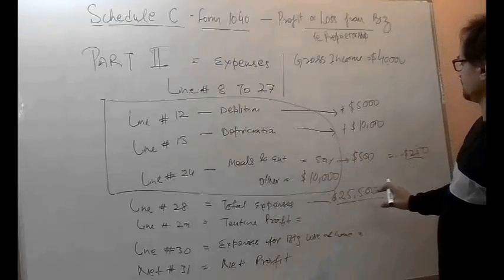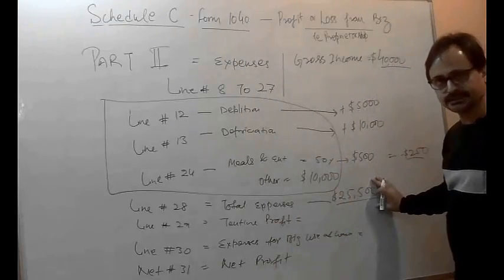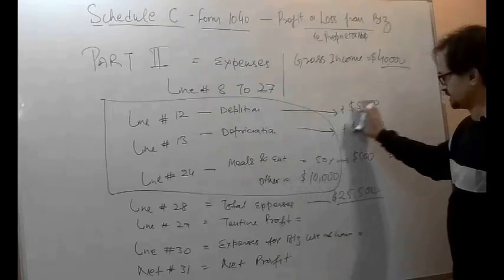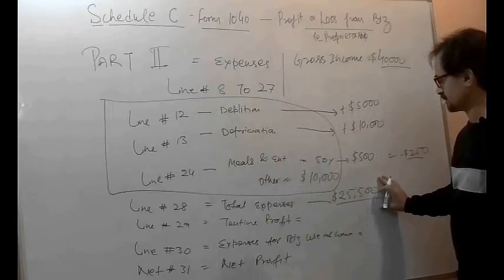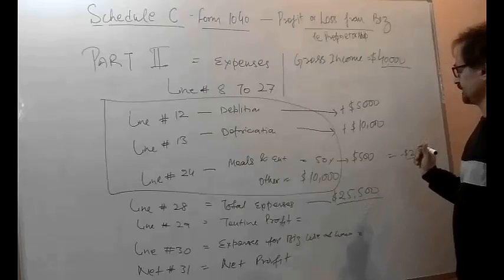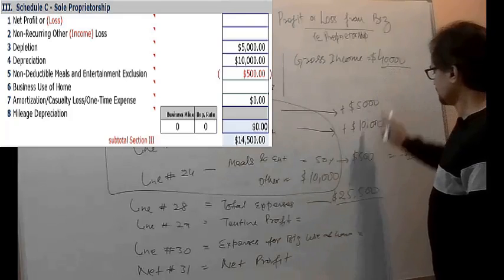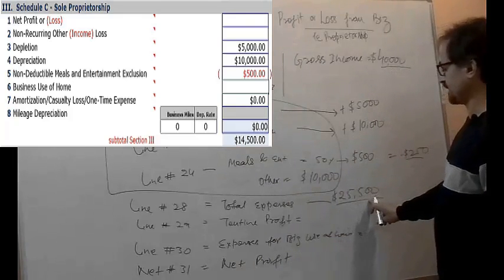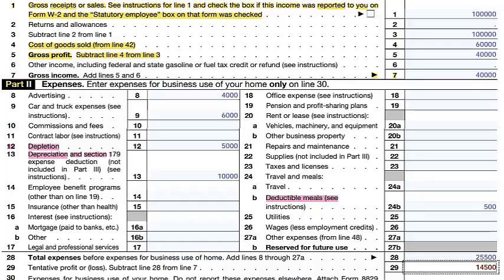So now what is the tentative profit? This is the gross income, and these are the expenses, including depletion, everything, totaling 25,500. They are going to write 40,000 minus 25,500, so the total tentative profit is going to be $14,500. This is the total after expenses. The amount they tentatively got was 14,500.